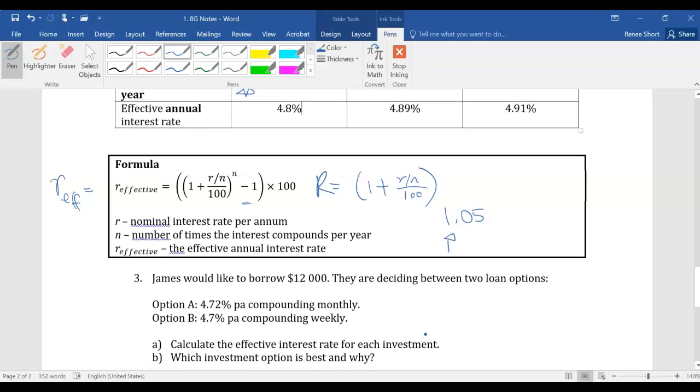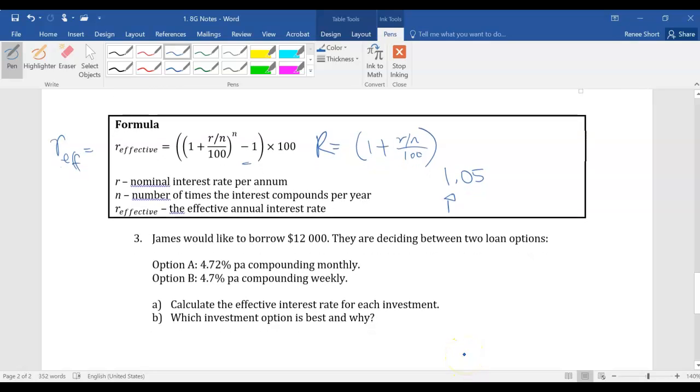Okay. It says here that James would like to borrow $12,000, and they're deciding between 2 loan options. They're deciding between option A, which is 4.72% per annum compounding monthly, and option B, which is 4.7% per annum compounding weekly. Calculate the effective interest rate for each investment and then which investment option is best and why.